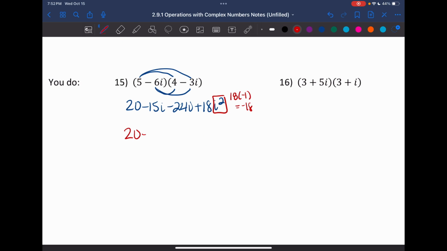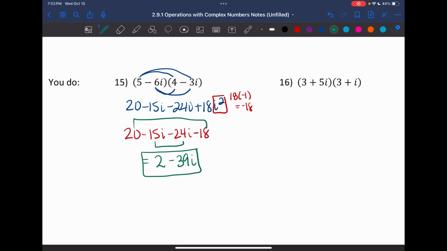So 20 minus 15i minus 24i minus 18, combining like terms. 20 minus 18 is 2. -15 minus 24, -39i. One last one.